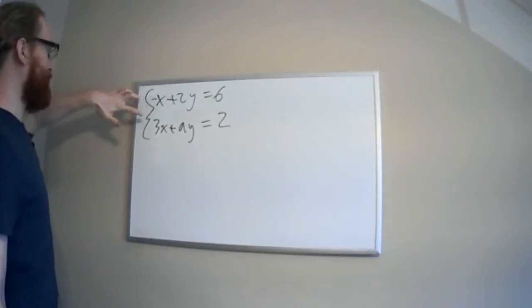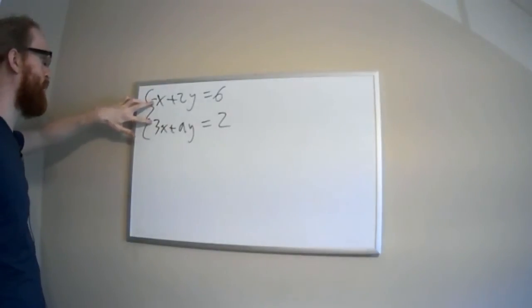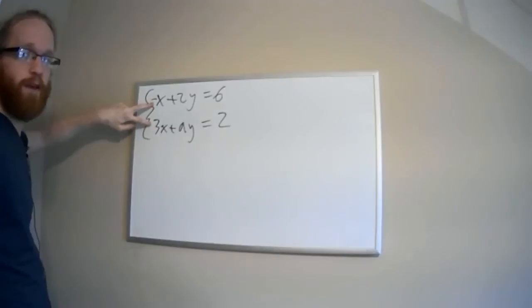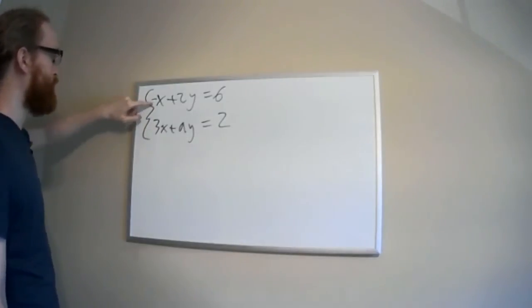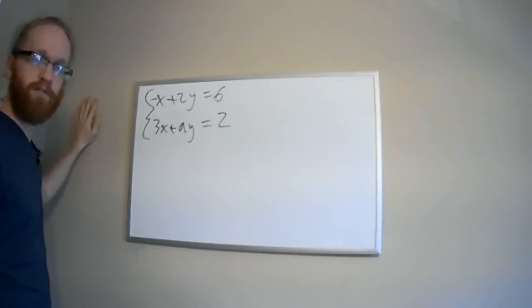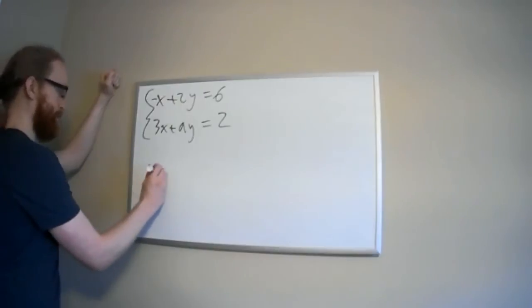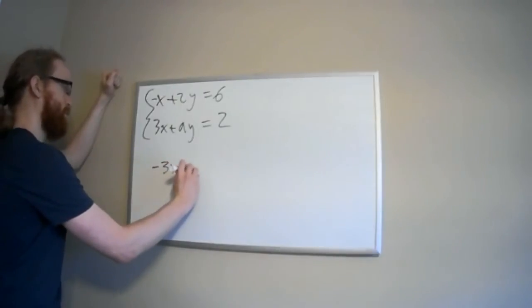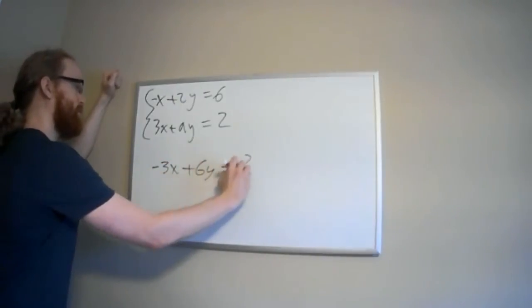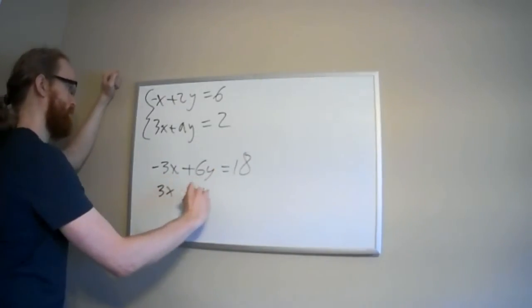Let's say I was going to do the elimination method and I wanted to cancel out the x variable. What would I need to do? Well, I want the numbers here to be opposites. So I have negative x and 3x. I should multiply the first equation by 3, so I'll get negative 3x plus 3x is 0. What do I get? I get negative 3x plus 6y equals 18. I'm going to add that to 3x plus ay equals 2.